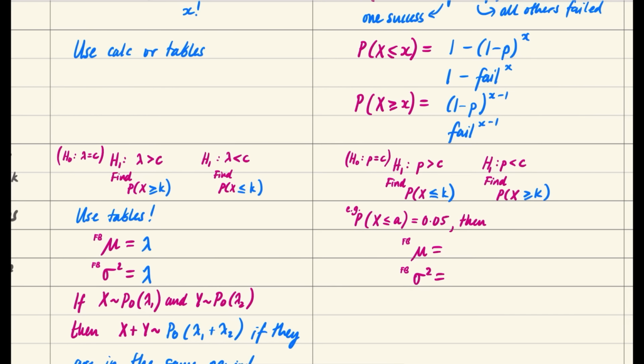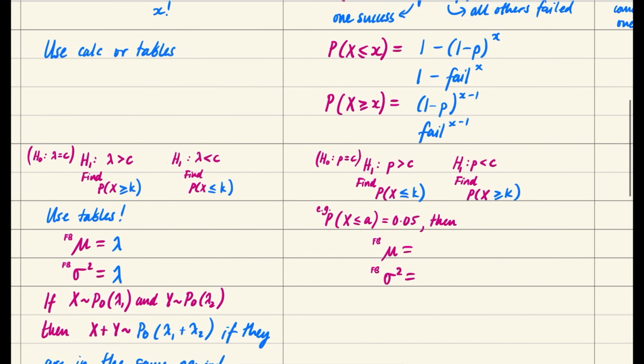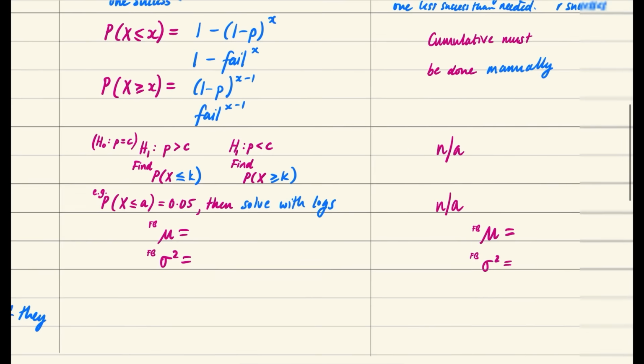The critical regions are also not applicable for the negative binomial. If you had something like this that you were trying to solve to find a critical region, you get to that particular stage for the setup, and then you solve it with logs. So you're going to need to make sure that you know how to solve logarithms for this. These are all in the formula book.